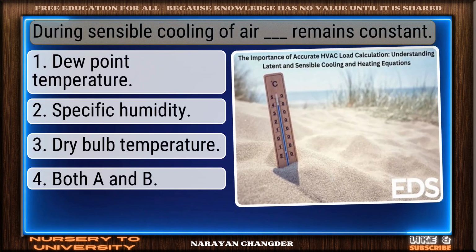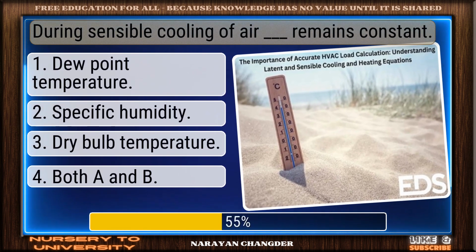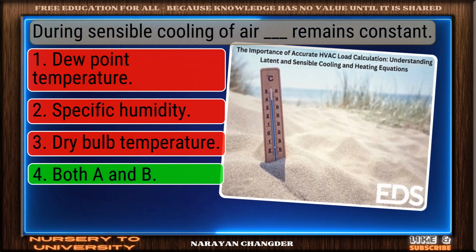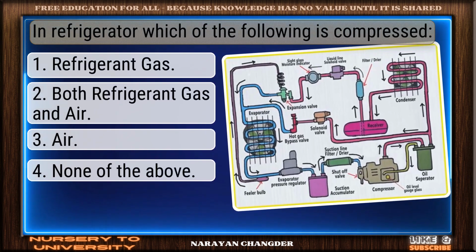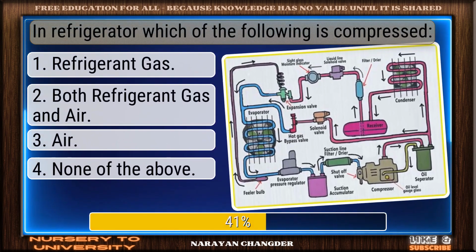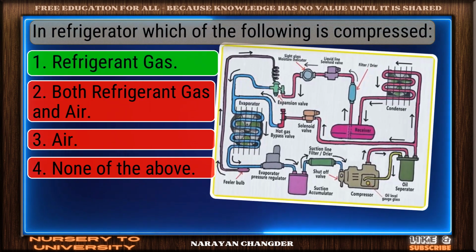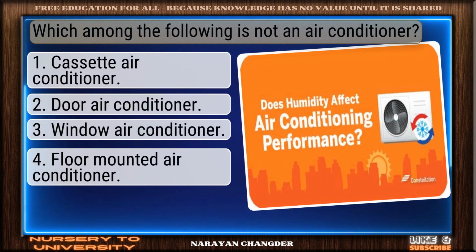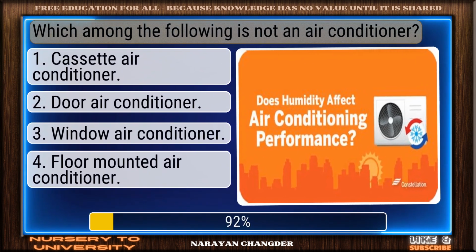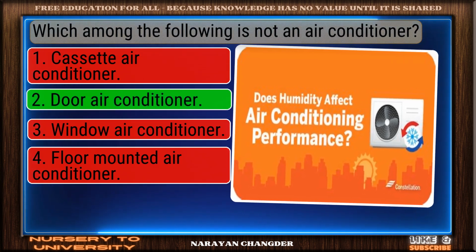During sensible cooling of air, blank remains constant. Nicely done. Both A and B is a solid answer. In a refrigerator, which of the following is compressed? You chose refrigerant gas, and it is correct. Which among the following is not an air conditioner? Well reasoned. Door air conditioner is the correct choice.